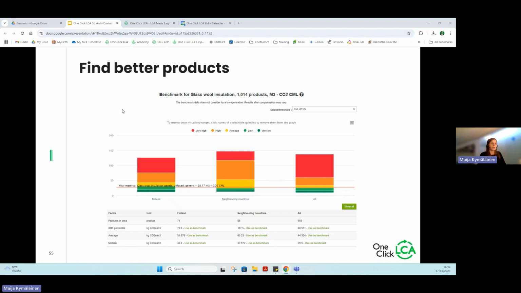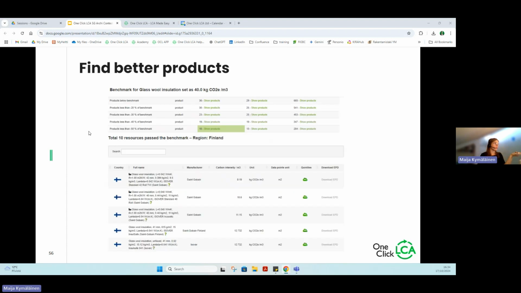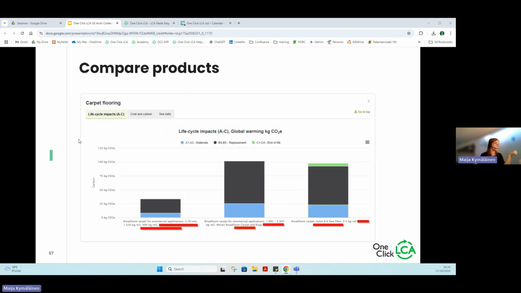So the material comparison that I was trying to show you, this is basically what it looks like. It would give you the material that you are using, you are comparing against, and then it would give this kind of, oh no, sorry, this is actually the benchmarking part. So yeah, neighboring countries, everything in database. So how your material would fare against all the other ones, basically. And then to find better products, you could use it to find different products, as I showed. And yes, here to compare products. So this is what it should be looking like.